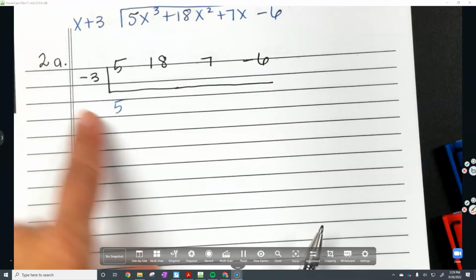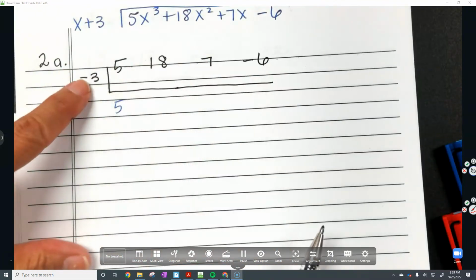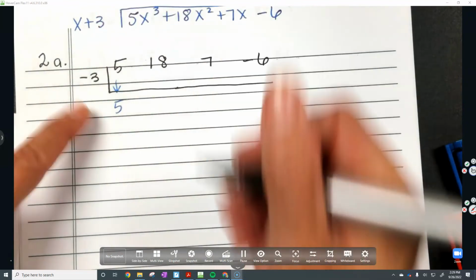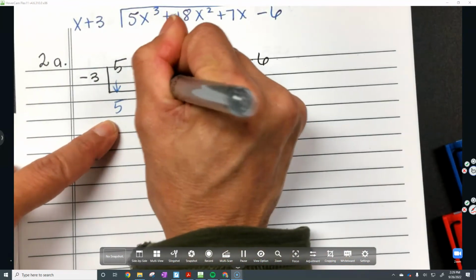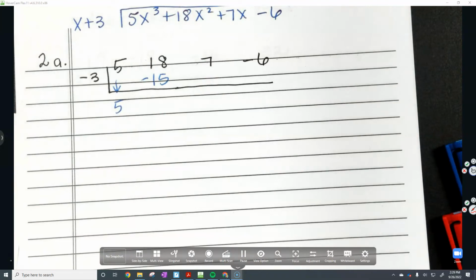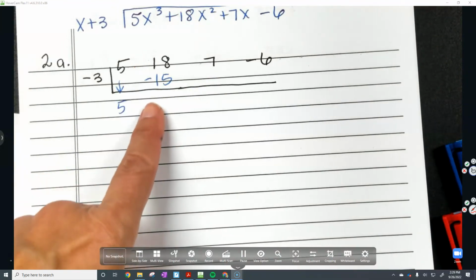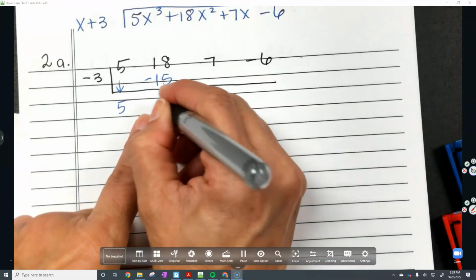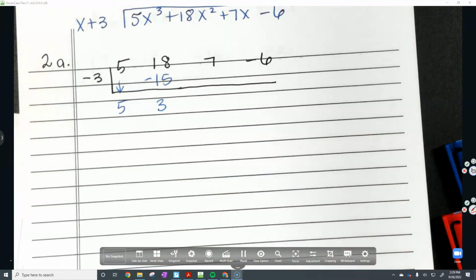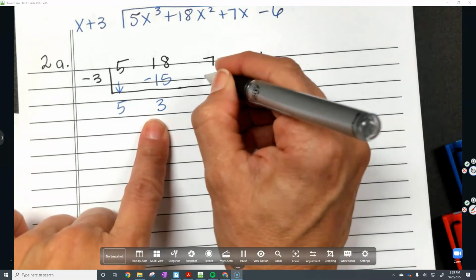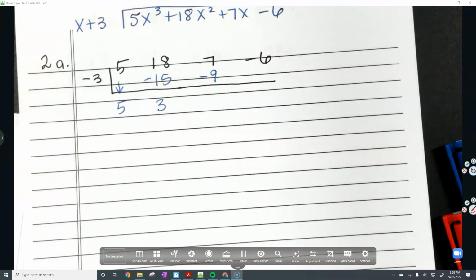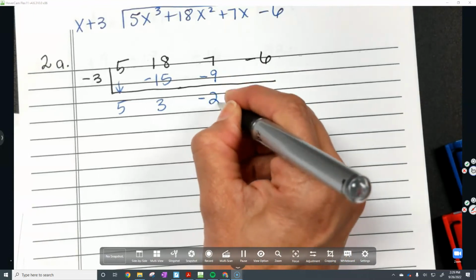So for synthetic division, we wrote the coefficients, bring down the very first term, and multiply. And guys, put it underneath the next column. Remember, then you combine straight down. 18 minus 15 is going to be a 3. Start all over. A 3 times a negative 3 is a negative 9. 7 minus 9 is negative 2.